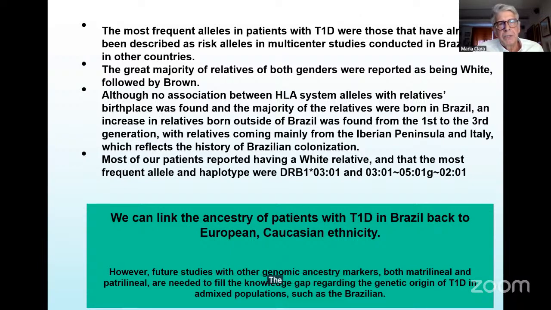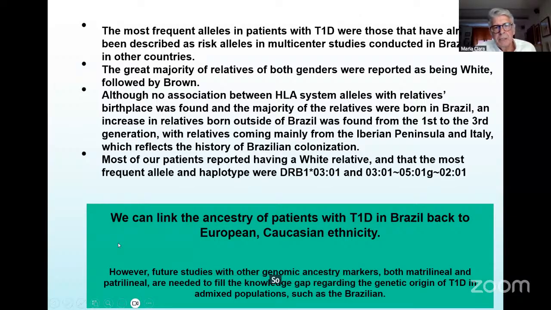The relatives' birthplaces were in Brazil since they have been here from the beginning of this century, and only great-grandparents came from outside Brazil, from the Iberian Peninsula, which reflects the Brazilian history of colonization. And as you can see, DRB1*03:01, DQA1*05:01 and DQB1*02:01 are the main haplotype.